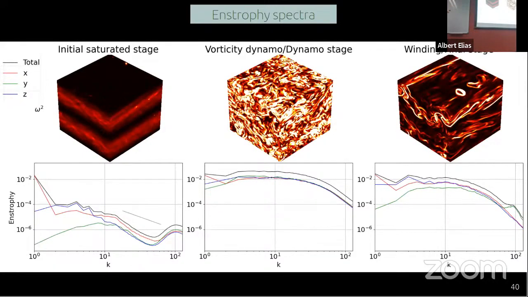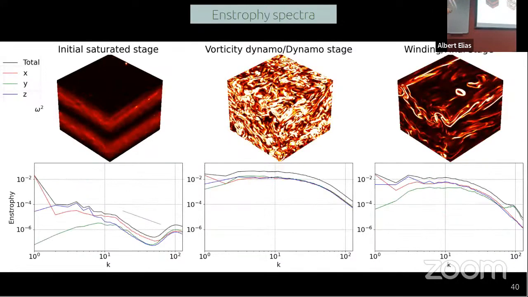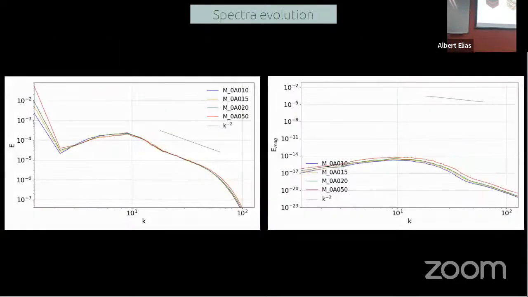And this is vorticity, which has more or less the same behavior as the magnetic field. In the beginning it has the structure of the sinusoidal shear, then it grows, it gets more or less isotropic, and by the end it has again this shearing structure.